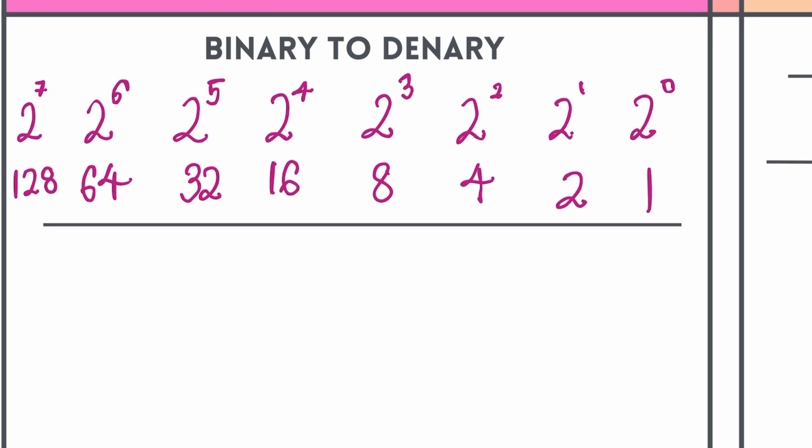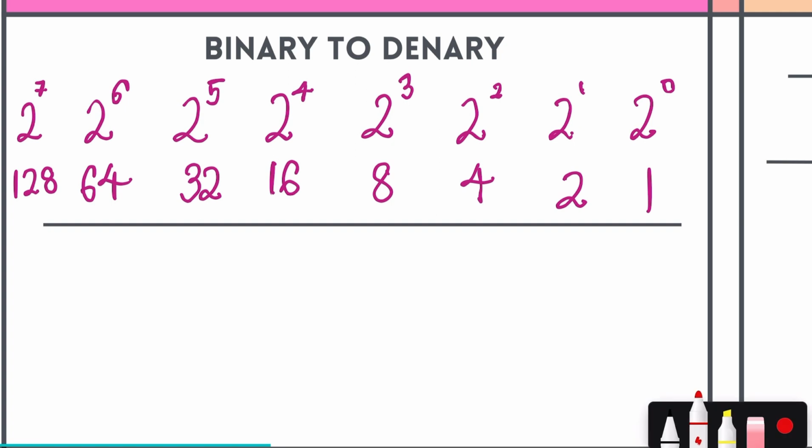So the first thing we're going to do is convert from binary to denary. And the only thing that you have to know is your powers of 2, because it's base 2, right? So you have to know the powers of 2 from 2 raised to the power 0, which is 1. Anything raised to the power 0 is 1. And then 2 raised to the power 1 is 2, 2 raised to the power 2 is 4, up to 2 raised to the power 7, which is 128. You have to know all of this. This is a must.